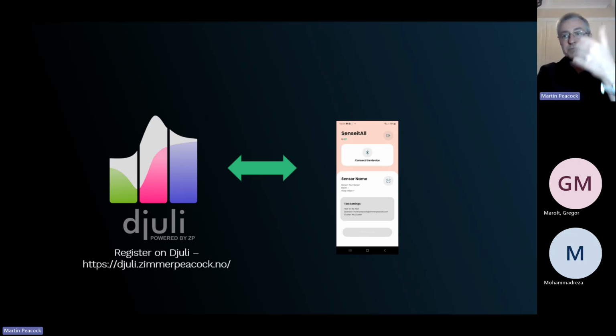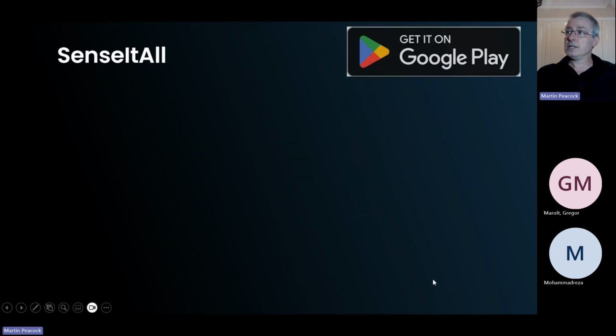So sequence of events, register for Julie. Julie is really the only commercial electrochemical or electroanalytical data management system on the market. It's free to open an account. You can then use that account actually in synchronization with a smartphone app called Sensi All. And why you may want to do that will all become apparent pretty shortly.